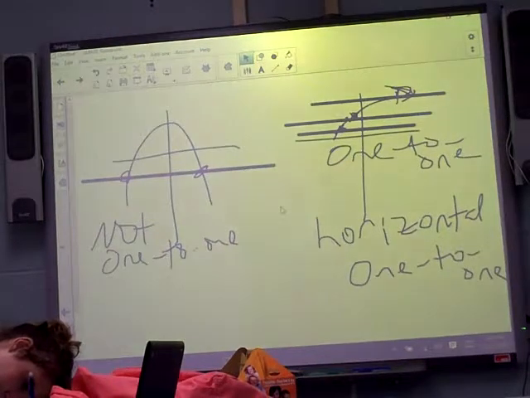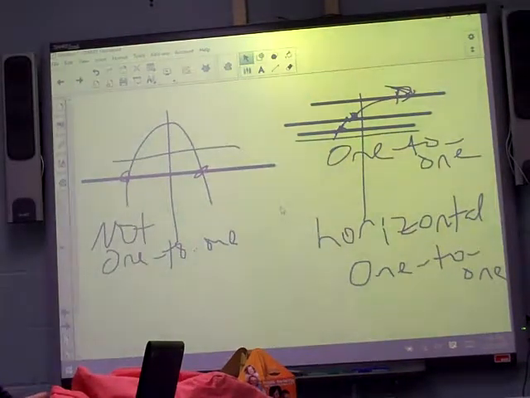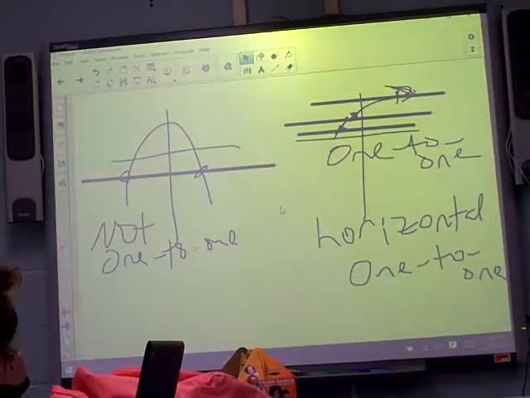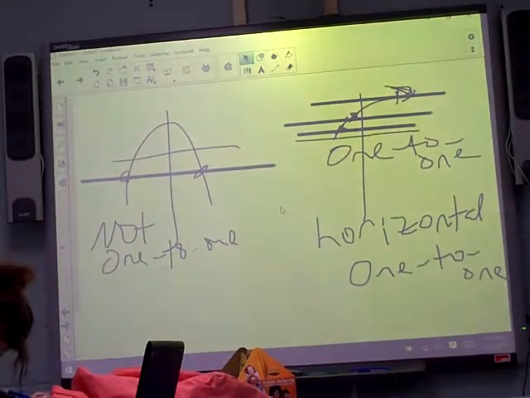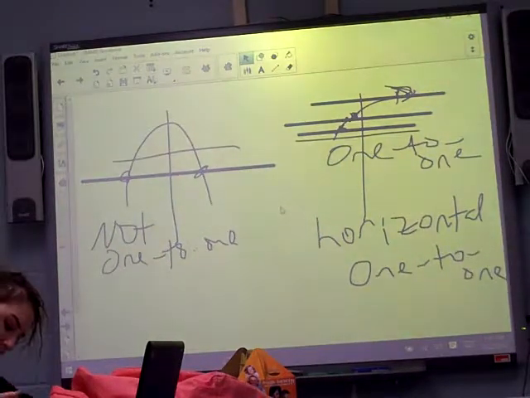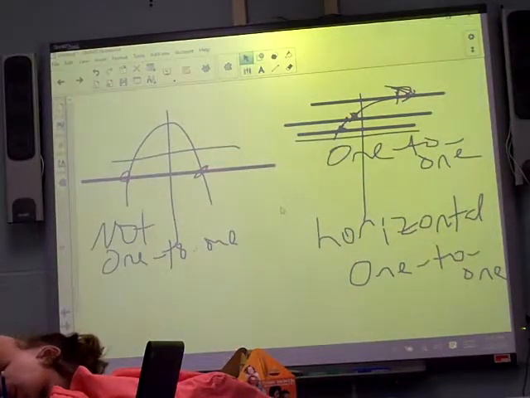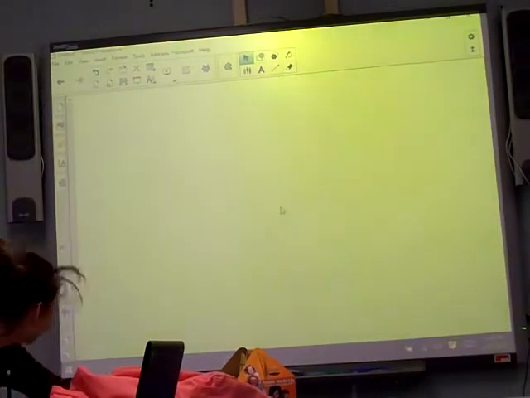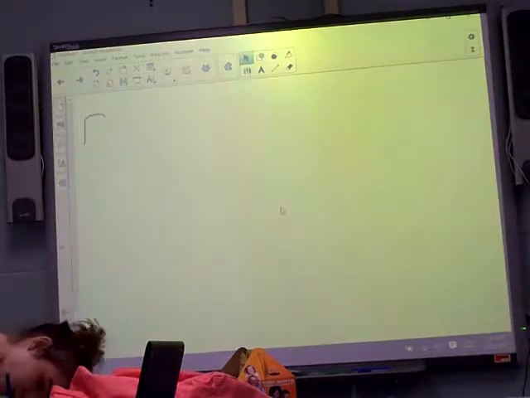Okay? So we can decide based on a set of ordered pairs. We can decide based on some graphs. But the next thing, oh, we've got two more. The next thing we have to look at is the equations. And this is where you have most of the algebra work to do, when they give you the equation. This first equation I've got says f of x equals 3x minus 4.